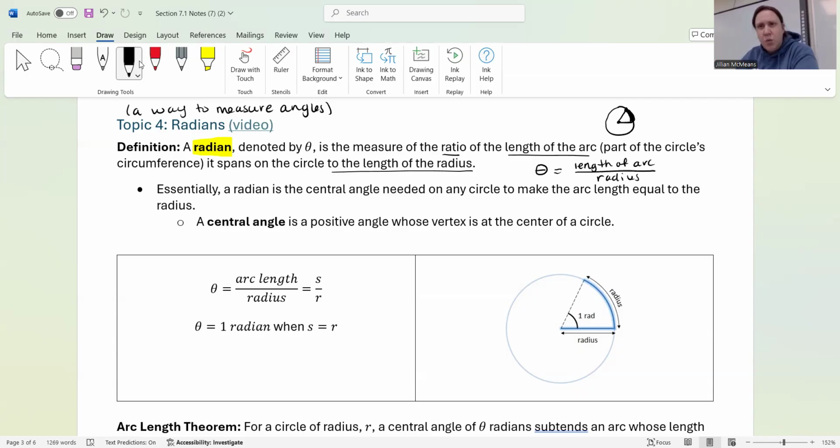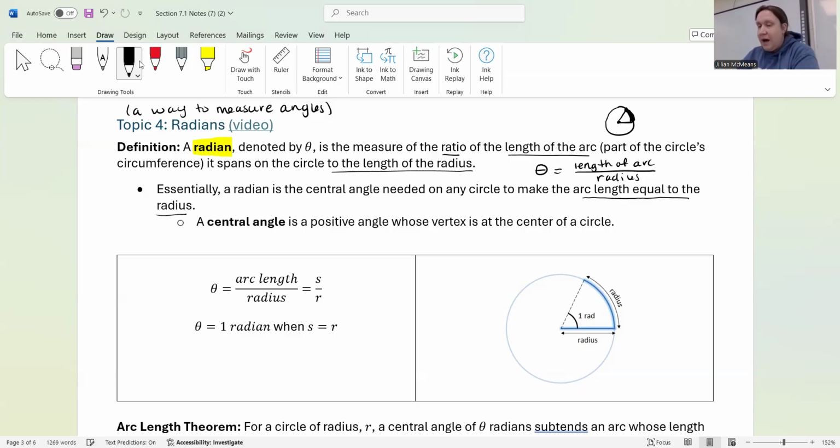but we need to know what is 1 radian. Essentially, 1 radian is the central angle needed on any circle. It doesn't matter the size of the circle. It's the central angle needed to make the arc length equal to the radius.